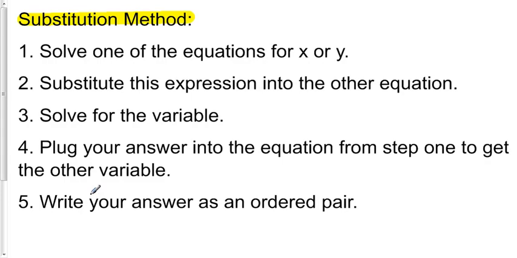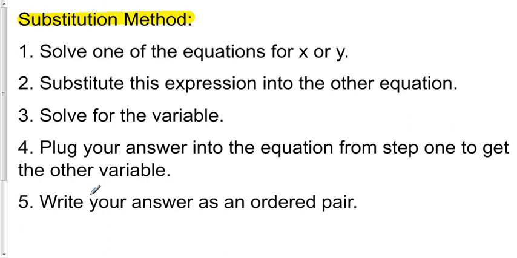So here's the substitution method broken down into 5 steps. It'll make more sense when we actually do an example, but I just wanted you to have these. So first of all, you have to have one of the equations solved for x or for y. Then you can substitute that equation into the other equation. When you do that, you're going to be able to solve for one variable, solve the equation.